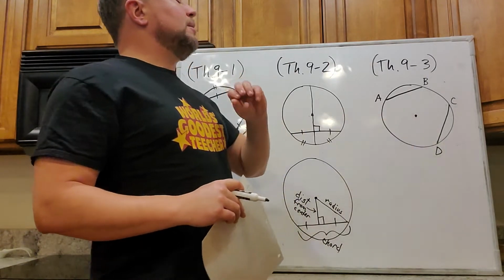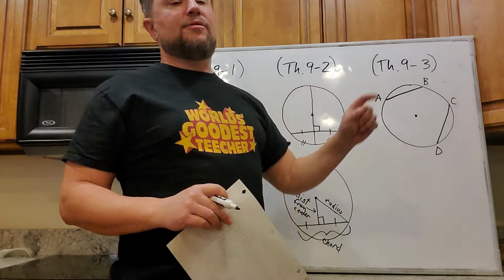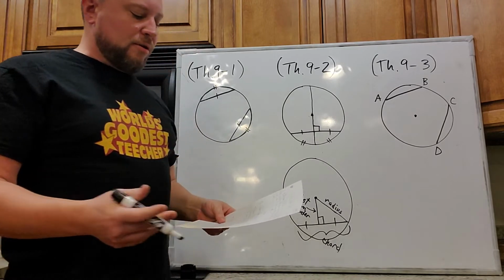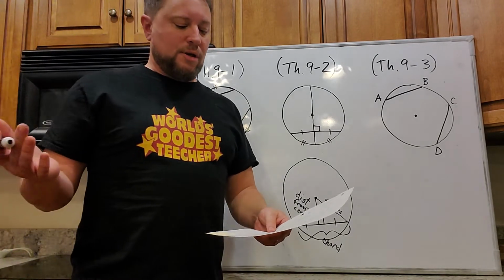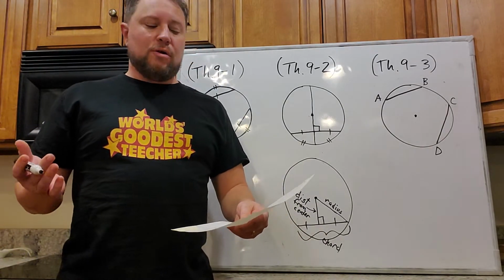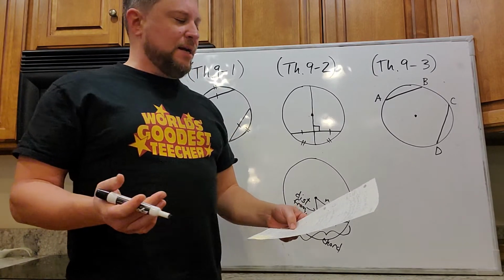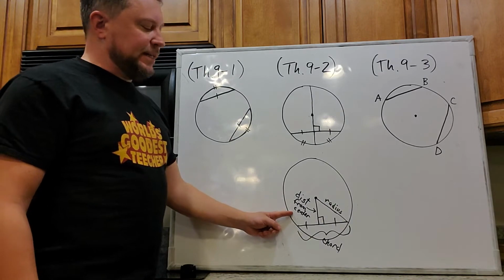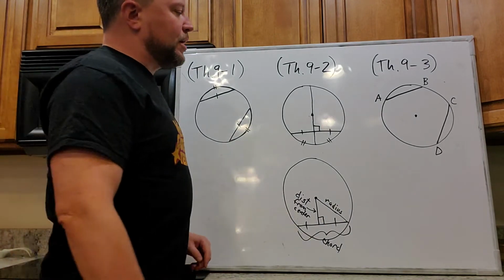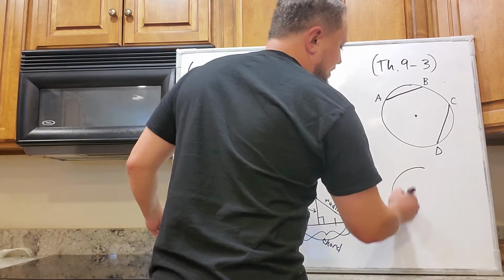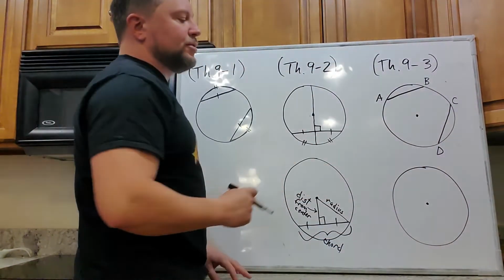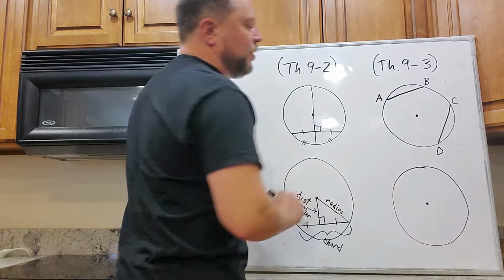All right, so let's look at our last theorem over here, Theorem 9.3. This last theorem states that in a circle or in congruent circles, two chords are congruent if and only if they are equidistant from the center. Okay, we just talked about that distance from the center here. And if we want to look at that idea again in depth, say we've got a circle here that has that center point.